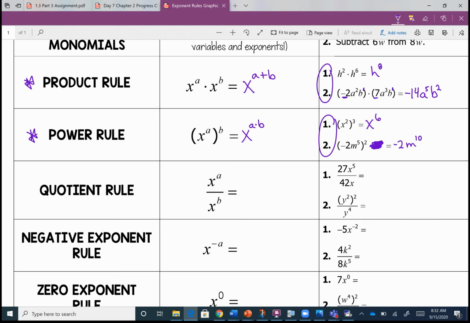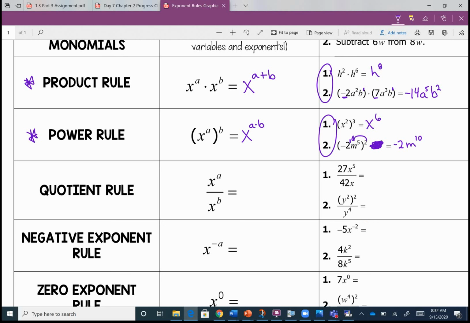What are we missing, though? What else has an exponent? Because some are like, no, Miss Golly, that looks great. Let's move on and do that quotient rule. What does the -2 really have? It has a 1 exponent. So that means I need to take that -2 and I need to square it.